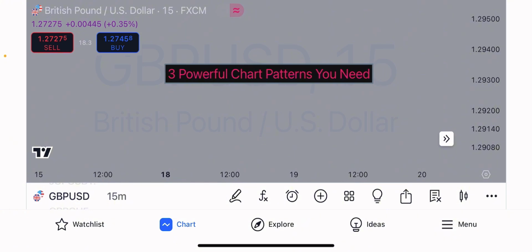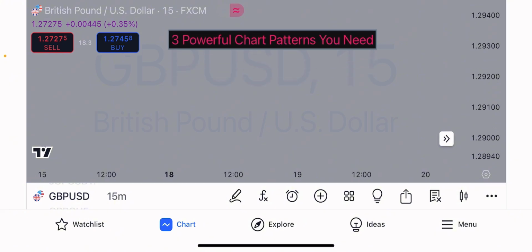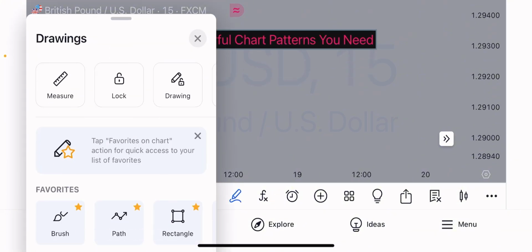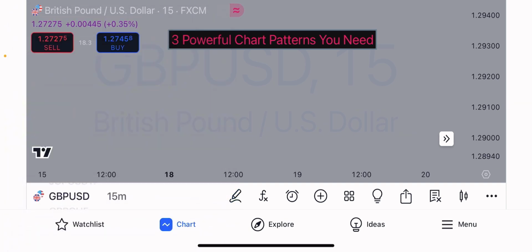And today, I'm going to be teaching you very powerful chart patterns that you are going to be needing while analyzing the charts as a financial trader. Basically, there are a lot of chart patterns, right? So many chart patterns, I can't continue to list them. Double top, double bottom, ascending triangle, descending triangle, head and shoulders, and so on.